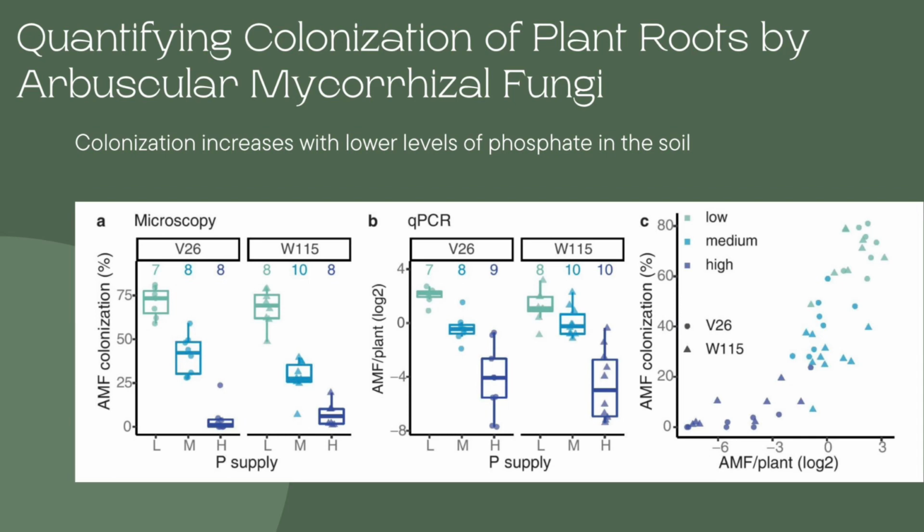So on the x-axis, we have the different levels of phosphate that was in each of the different pots. And so we have low, medium, and then high. And the two different, so the V26 and W115, notate that there were two different lines of plants. And so it's just comparing those two and having the percentage of the colonization on the y-axis.